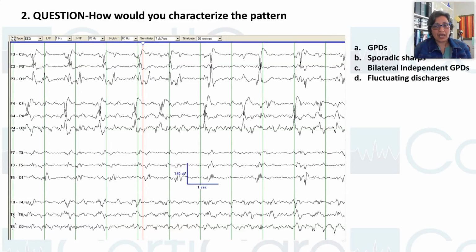But going by what we learned in school and when we were working in the hospital, we would describe them as GPDs, significant at the left and right centrals. But the new term is bilateral independent generalized periodic discharges. They are present throughout the brain, even if they are of maximum voltage at the centrals, but they are independent of each other. So both the centrals are behaving on their own. And if you add predominantly at centrals, that is not wrong.